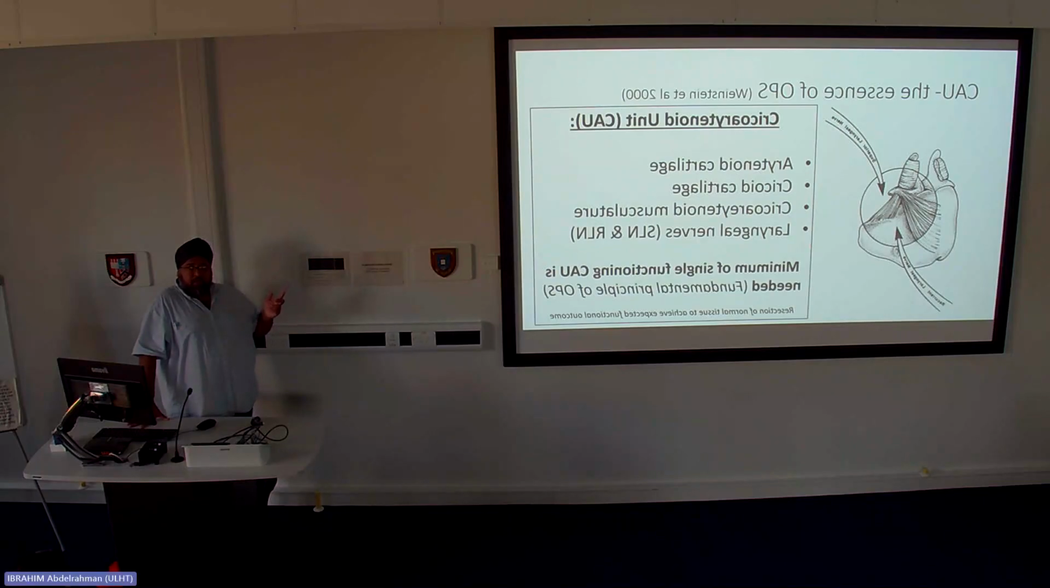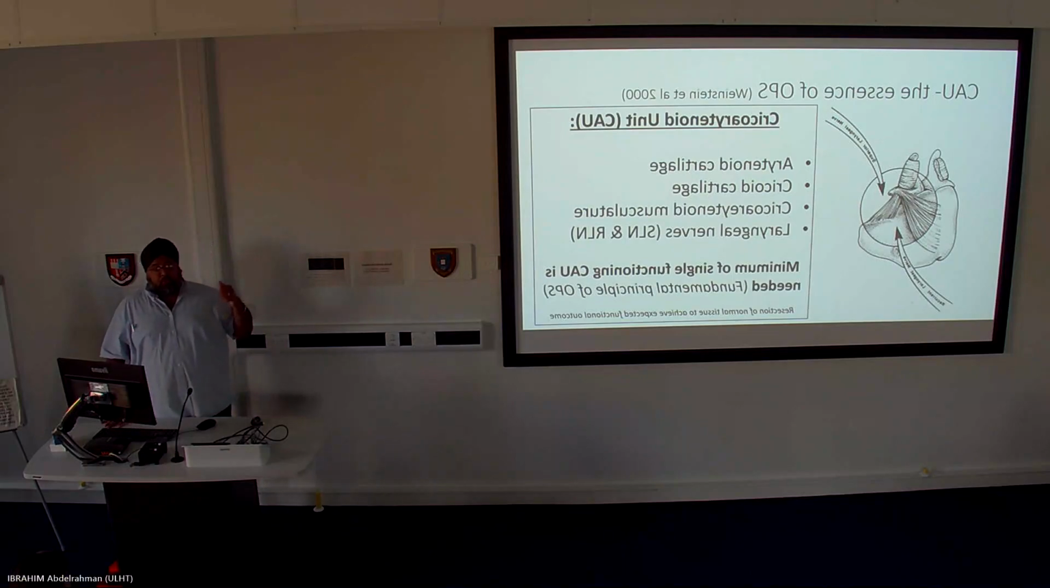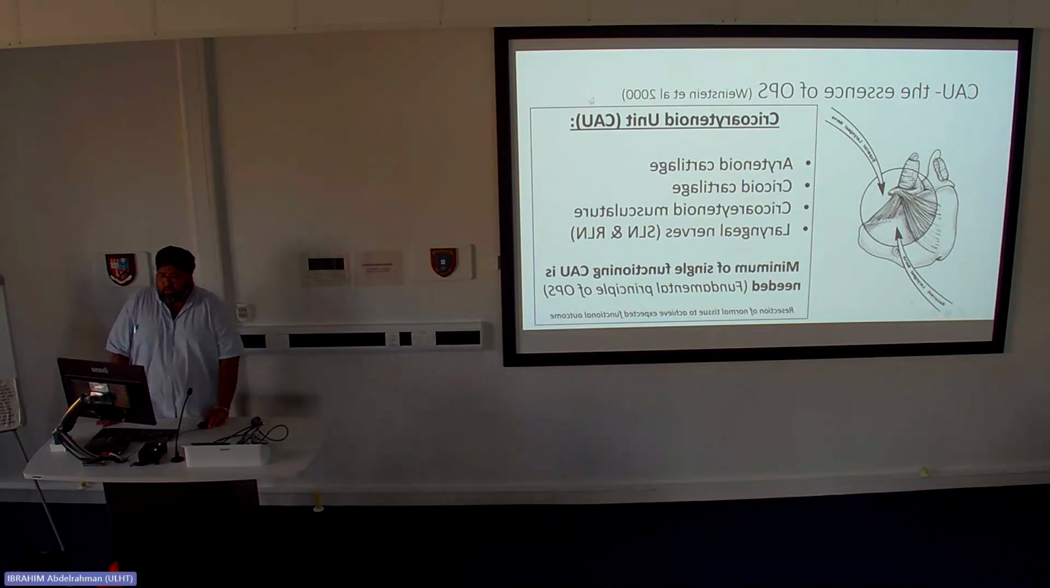Because the second you take away both, you lose laryngeal function, and the larynx is actually useless at that point in time. You get problems with airway, more problems with breathing, you get problems with their voice as a whole. So the cricothyroid unit is the absolute essence of laryngeal preservation surgery. So this is what it comes down to. It is an arytenoid, cricoid itself, and the muscles and the nerves that supply it.